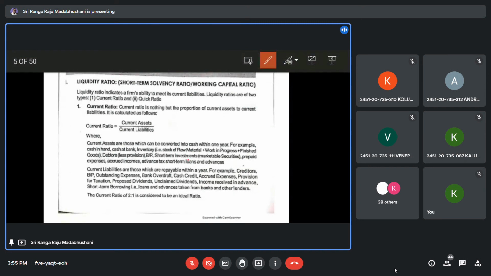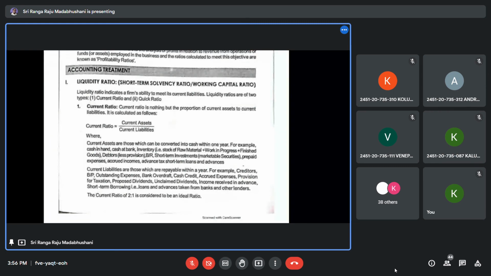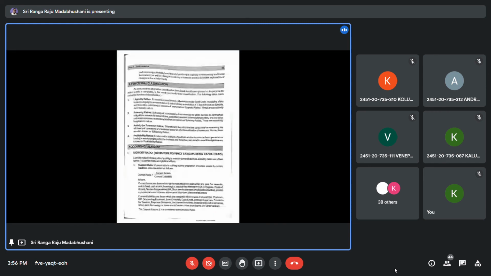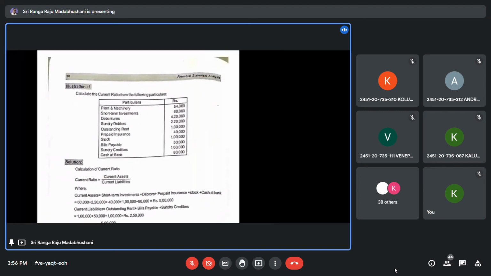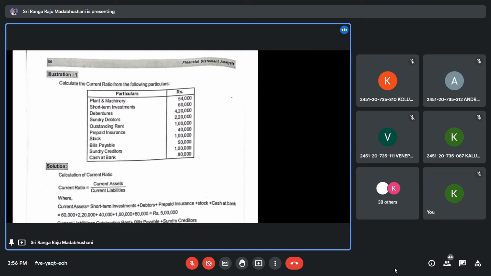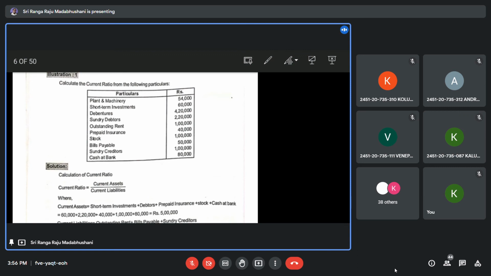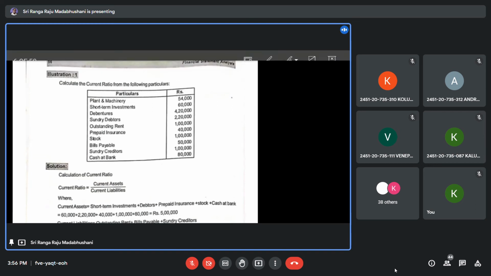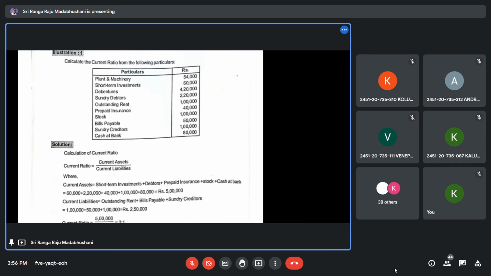The sum of this is current liability. So current assets divided by current liability, you will get the ratio. The ideal ratio is 2:1. If we consider that the entity or organization is good, the liquidity position of the organization is fine. For that, we have to see whether their liquidity ratio is 2:1. Current assets are 2 and liability is 1, then the current liquidity position is good.